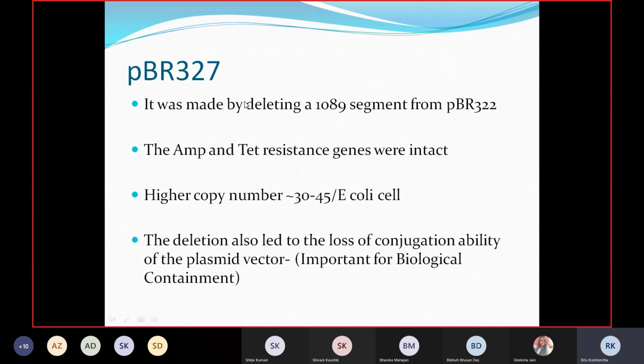So these were the two improvements. Apart from that, they also realized that this particular segment led to the loss of conjugation ability, which I told you is very important for biological containment. So, these were the improvements. If I ask you what are the improvements of 327 over 322, it is shorter size, higher copy number, and the loss of conjugation ability.